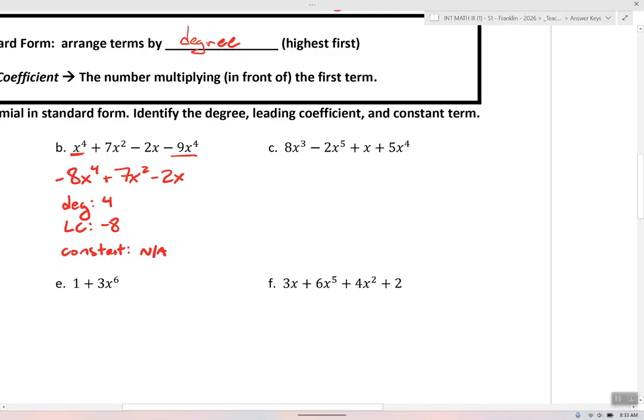Okay, let's go to example C. Looks like the highest term by degree here is negative 2x to the fifth. Then we've got plus 5x to the fourth. It can help to cross these out as you use them. Plus 8x to the third. It is positive, so we write plus. And then plus x. So again, the degree here is 5. The leading coefficient is negative 2. It's that first coefficient there. And again, we don't have a constant term.